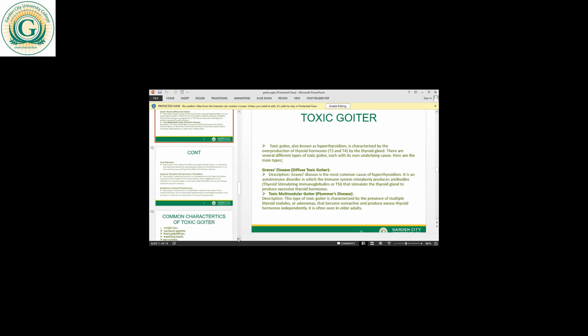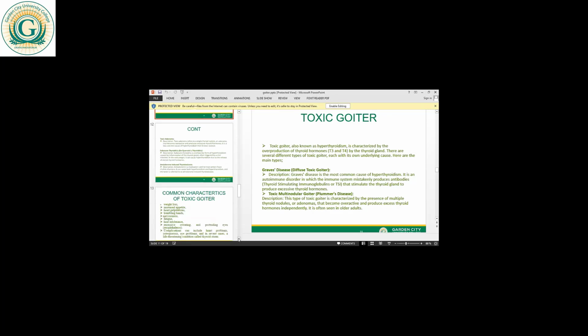So the first one, we have Graves' disease. Graves' disease is the most common cause of hyperthyroidism. It is an autoimmune disorder in which the immune system mistakenly produces antibodies. Okay, so that's the thyroid stimulating immunoglobulins, or TSI, that stimulate the thyroid gland to produce excessive thyroid hormones.